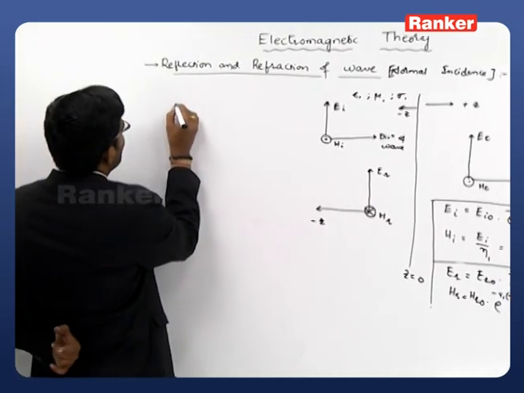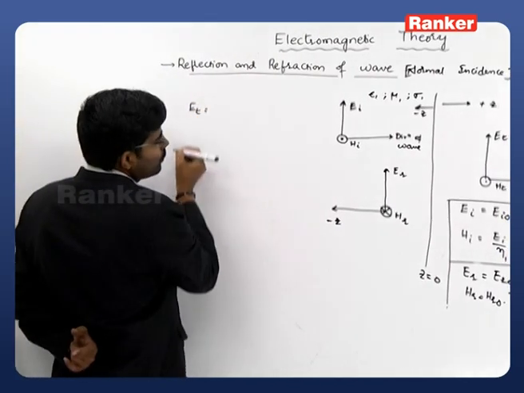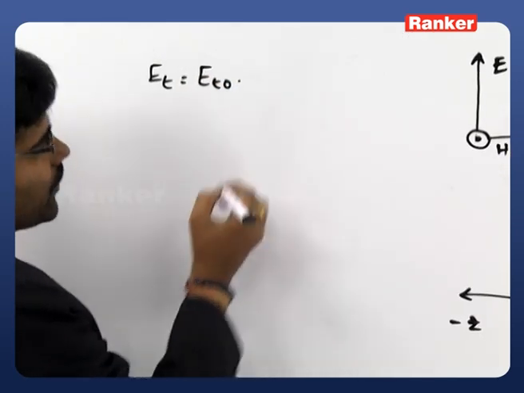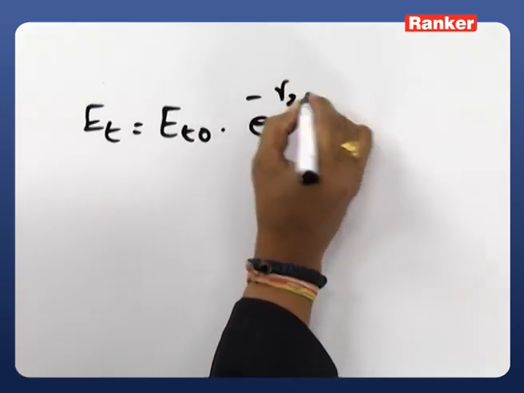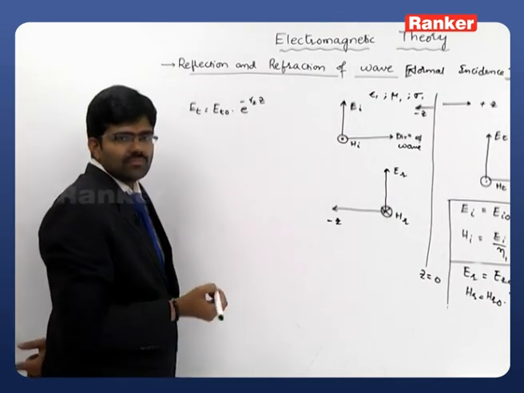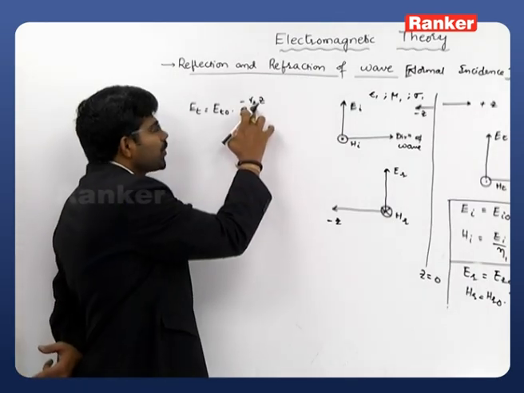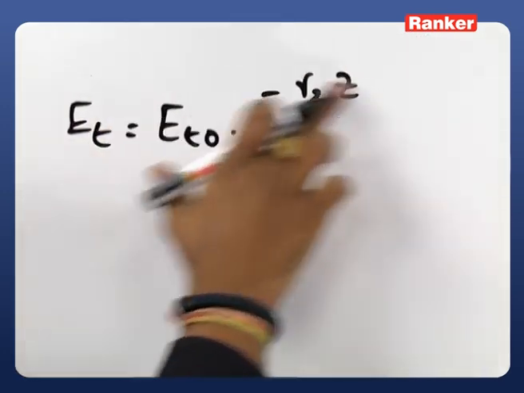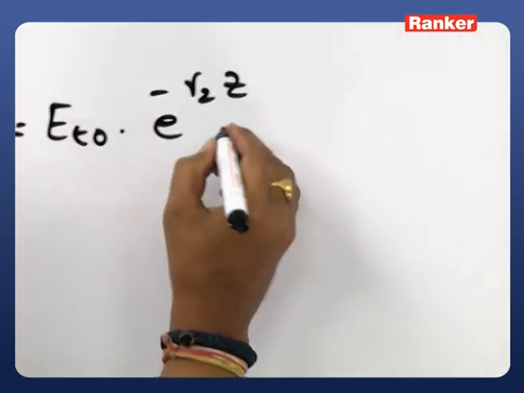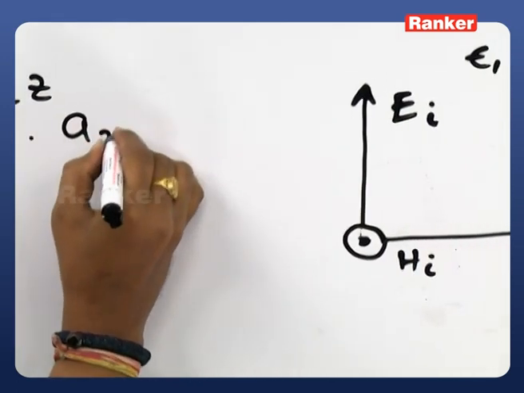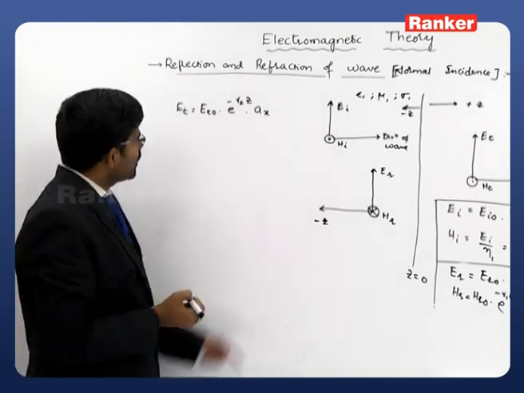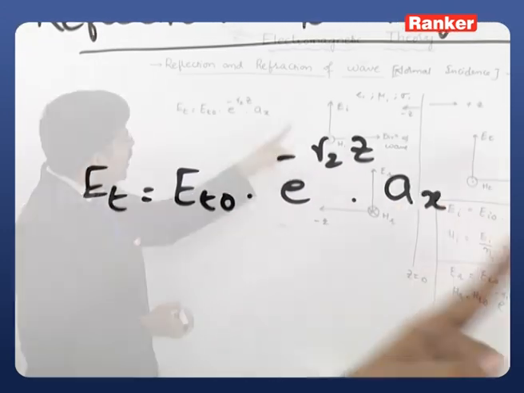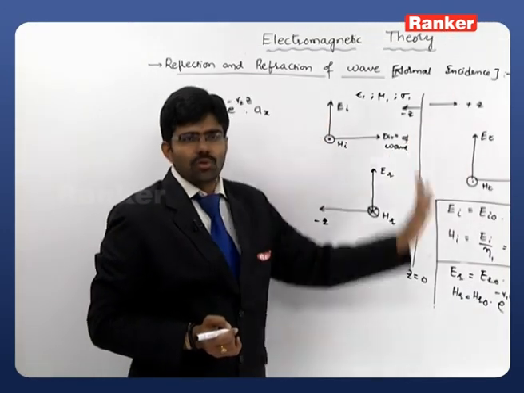The transmitted electric wave Et is equal to, I am taking the initial value as Et naught e power minus gamma 2z. Clearly it is in medium 2, that is why I am taking gamma 2z. Z means it is positive, it is traveling in the positive z direction, and the component of E is in the x direction. Et naught is the initial value, it is traveling in the positive z direction and it is in the x direction only, right?